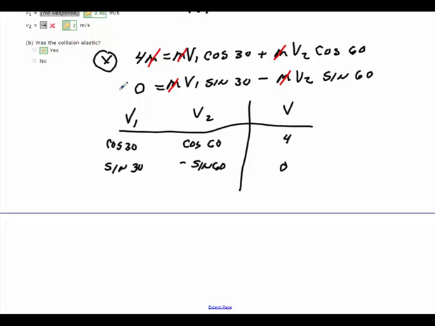So I'll go to my calculator. Let's do this real quickly. I got a 2 enter, 3 enter, I got 2 by 3, and I just put in the values. Cosine 30, cosine 60. I got a 4. I got sine 30 minus sine 60. I got 0. Second matrix. Just about got this done.